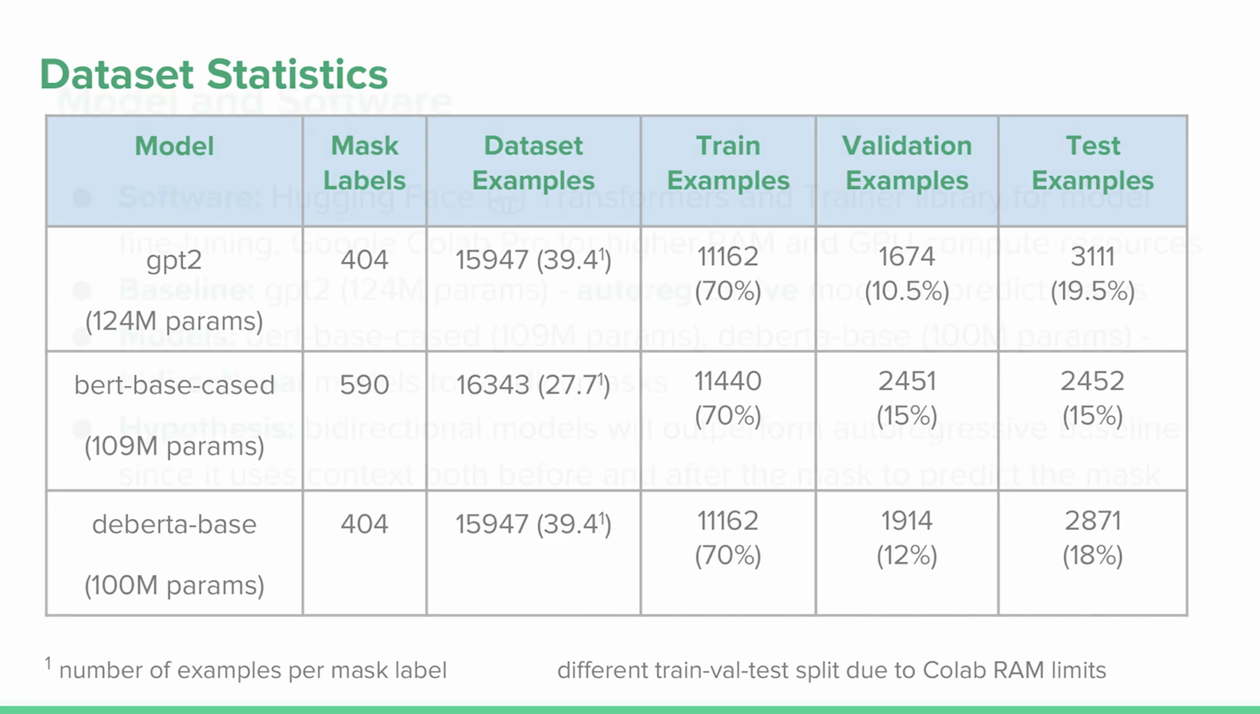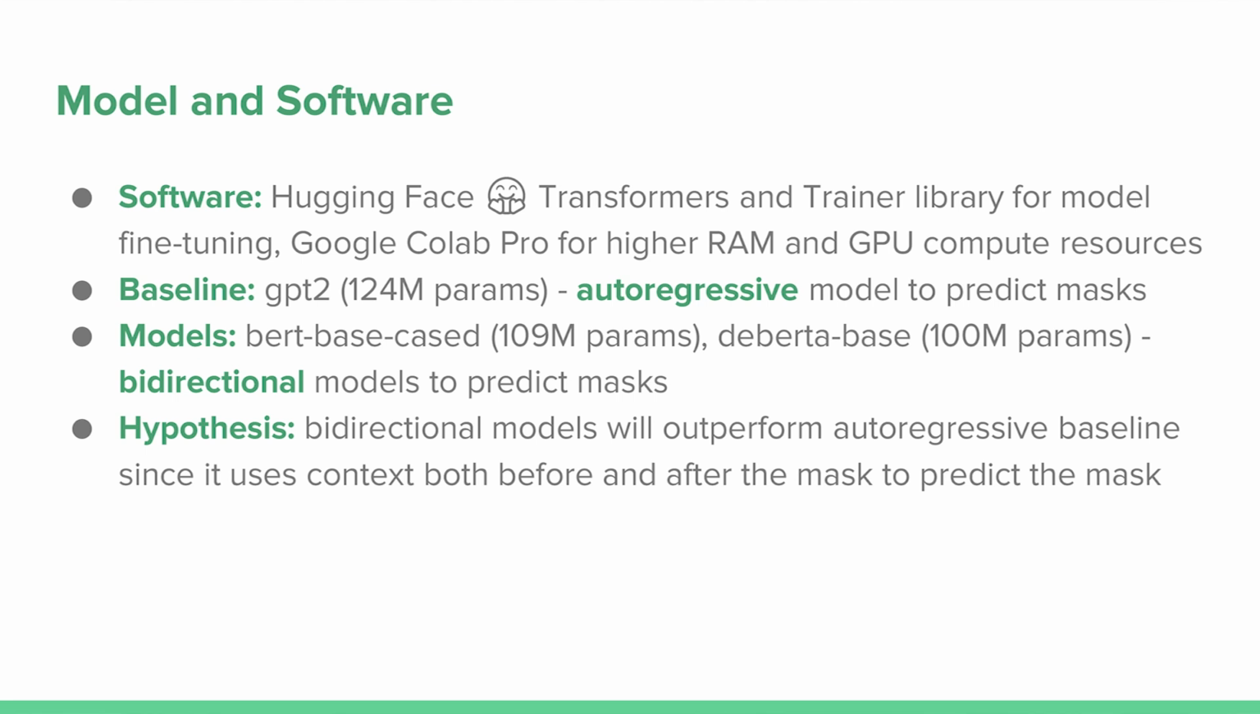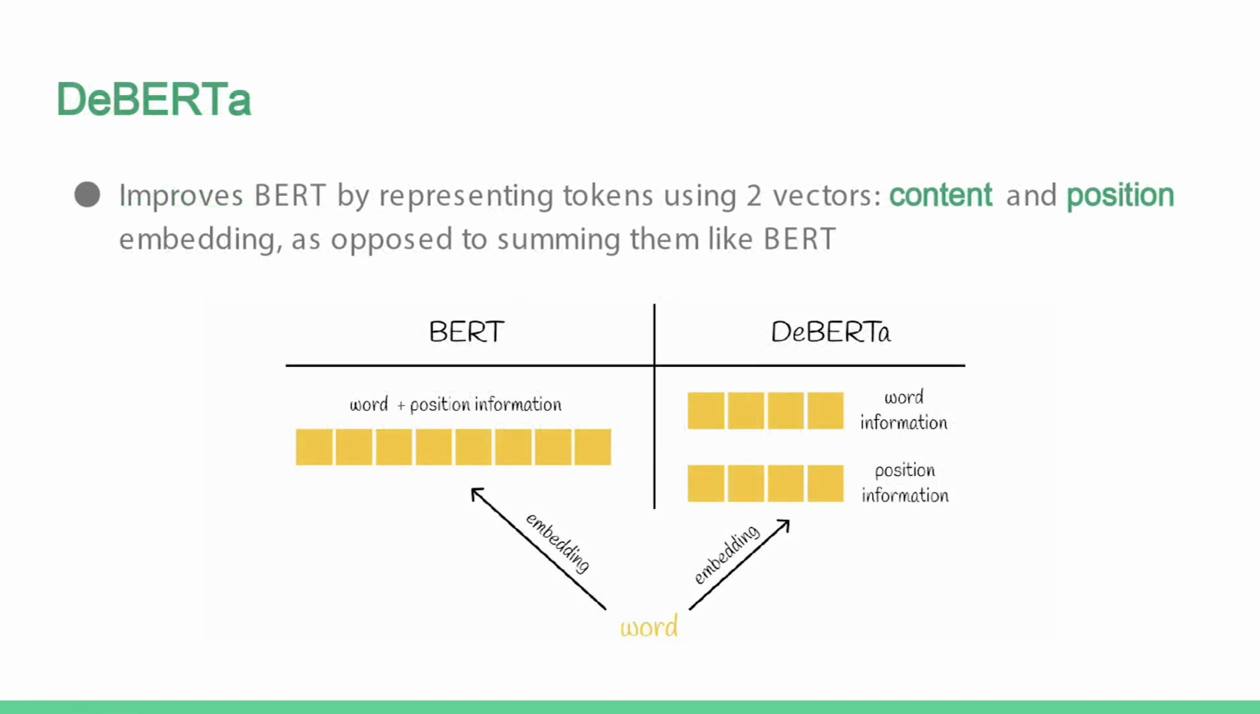There are 16K examples for each of the model data sets, and the train-test split is around 85-15. The models that we use are from Hugging Face transformers, and we use Google Colab Pro for higher RAM and GPU compute resources. Our baseline model is GPT-2, which is autoregressive, and our models are bidirectional. Essentially, we want to test that bidirectional models are better than autoregressive models for this task because they have access to both the context before and after. The models we use are BERT and DeBERTa. DeBERTa is an improved version that uses two embeddings for the token, essentially to encode the content and the position.